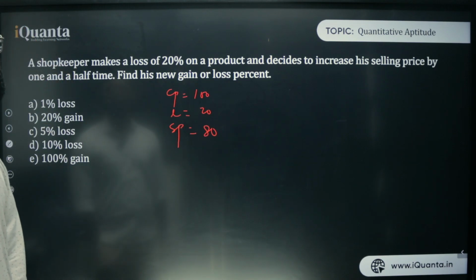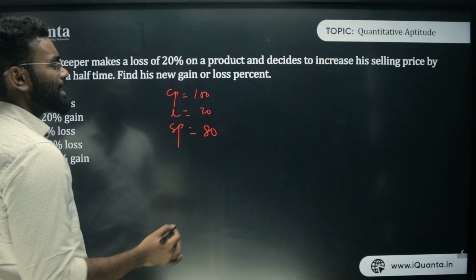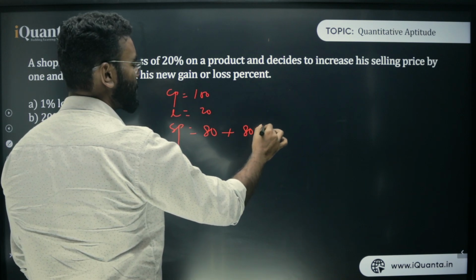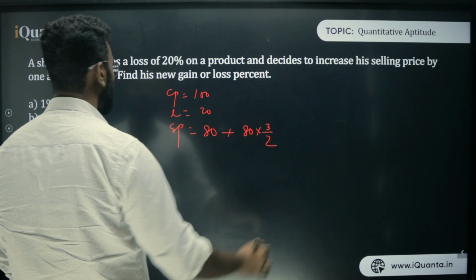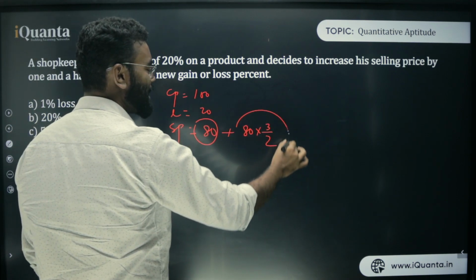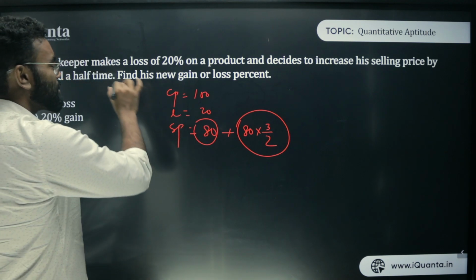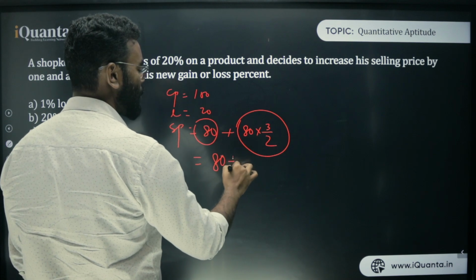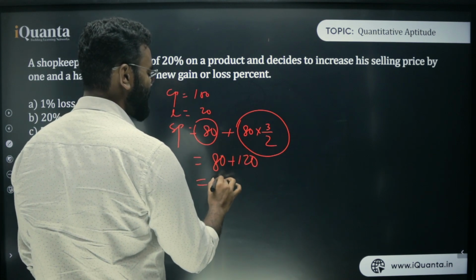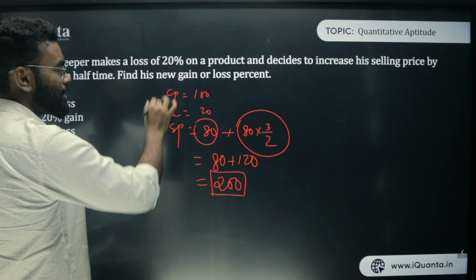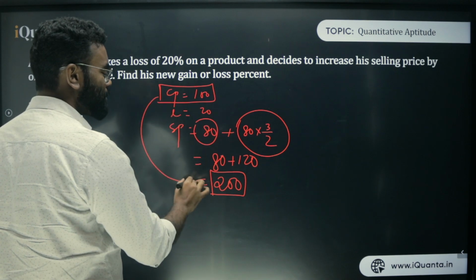And he decides to increase his selling price by 1.5 times. So the selling price is increased by 80's 1.5 times. That is 80 into 3 by 2. The selling price was 80. Now the new selling price becomes 80 plus 80 into 3 upon 2, because it is increased by 1.5 times. So it is nothing but 80 plus 120. So what is 80 plus 120? Which is 200. Now if the new selling price is 200 and the cost price is 100, what is the percentage profit?